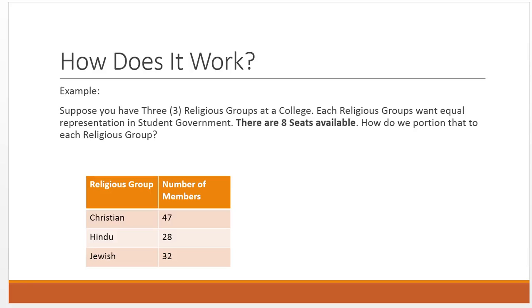So it's a combination of fairly distributing seats that are available by 2 criteria. One, making sure that it's distributing the seats based on the number of members in the state or in the group and so on. And then the second part is how to give away the extra seats that can't be evenly distributed just based on the number of members. So in this example, again, we have 3 religious groups, and each group has their own number of members. There are 8 seats available that we want to distribute or portion out to these 3 groups.